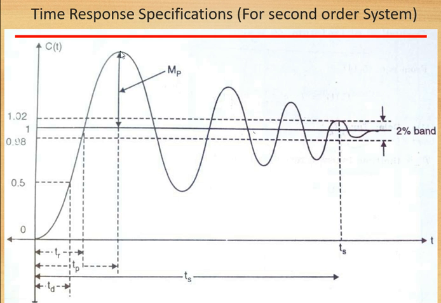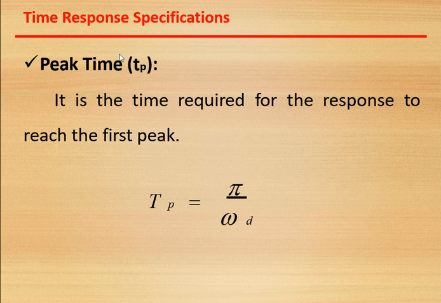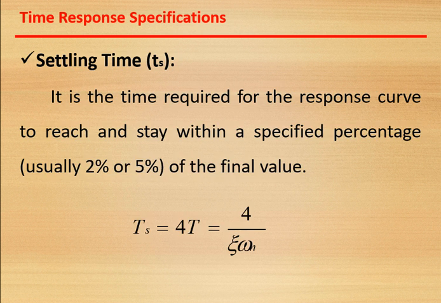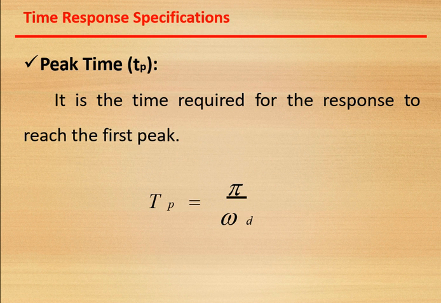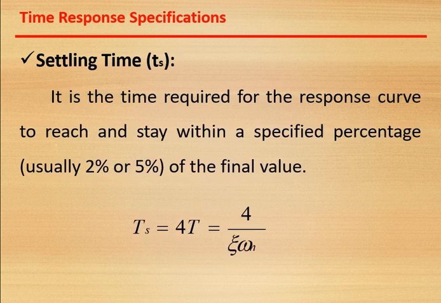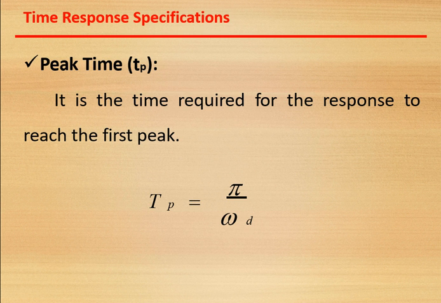I think you got the idea about this, because we are talking about this first peak. So what do you mean by peak time, TP? It is the time required for the response to reach the first peak, and it is denoted by TP, which is equal to pi divided by omega d. I think one more parameter is remaining here, that is the settling time. Don't worry, we will see that.